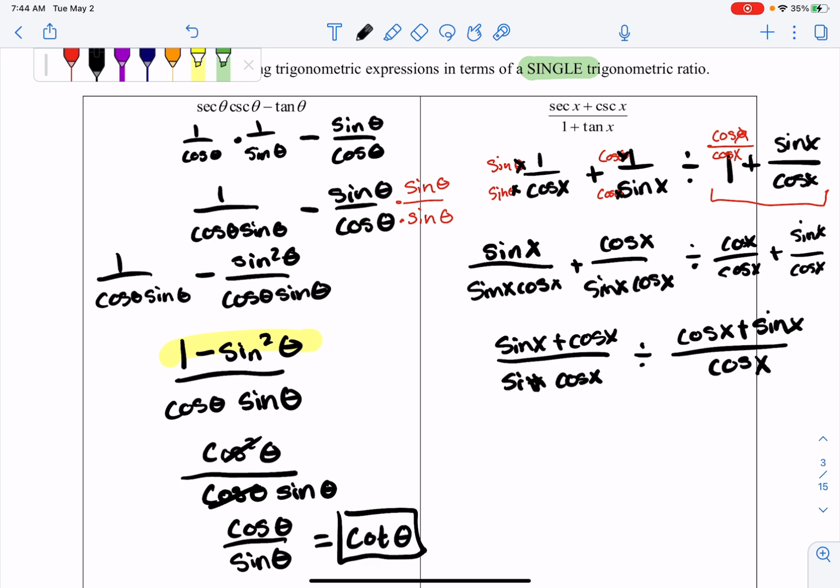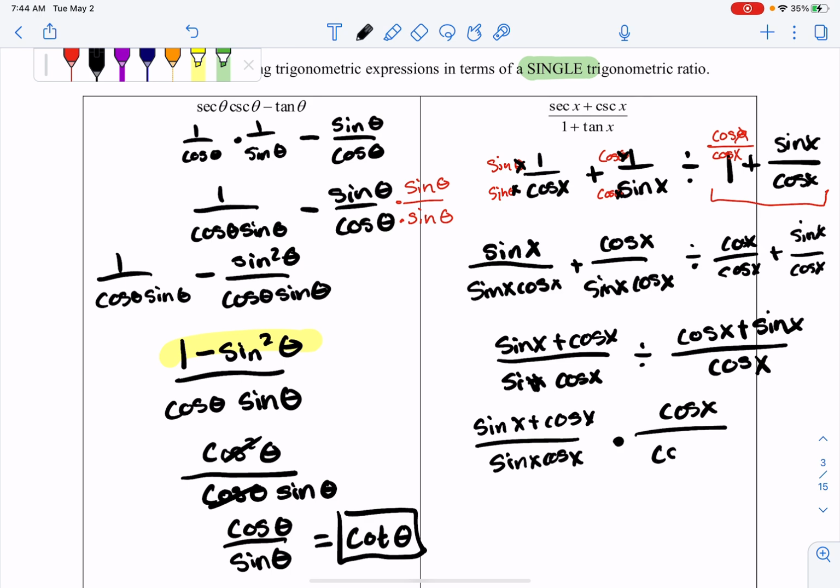Okay, so now we're going to invert the second one and multiply. So we have sine x plus cosine x over sine x cos x times cosine x over cosine x plus sine x. Well, this is highly convenient because you'll notice that we have sine x plus cosine x and cosine x plus sine x. And remember that order does not matter when we are adding. So these two cancel out. They are exactly the same. And then I also have a cosine x being divided by a cosine x. So that's going to cancel out. And I get 1 over sine x.